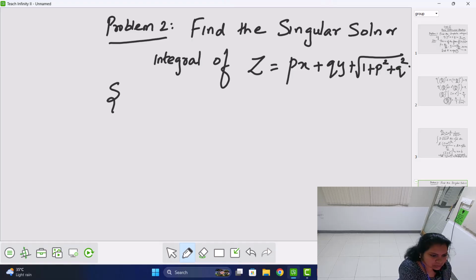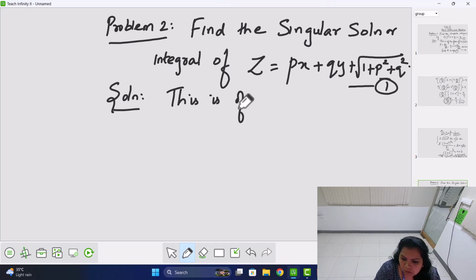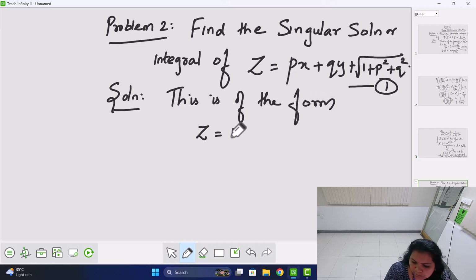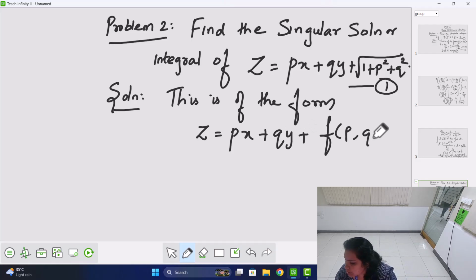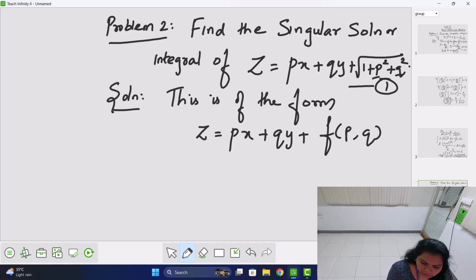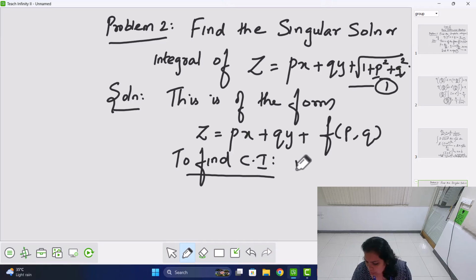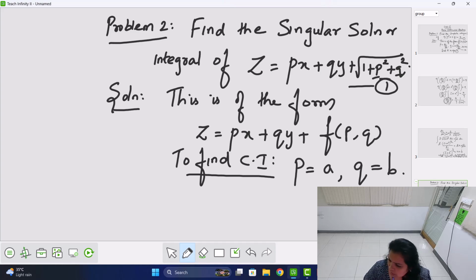So what is the solution? Every time we have to look at what type this is. Take it as equation number 1. This is of the form z = px + qy + f(p, q). You can see two variables are here, p and q. For this, what you have to find first is the complete integral. So you need arbitrary constants: we take p as a, and q we will take as b. So substitute this star in 1.